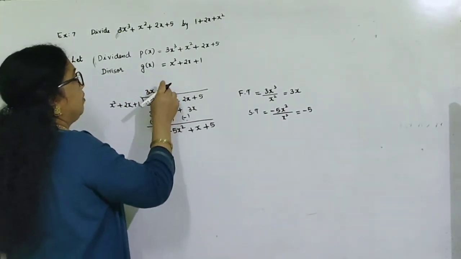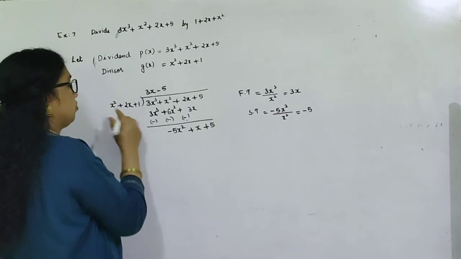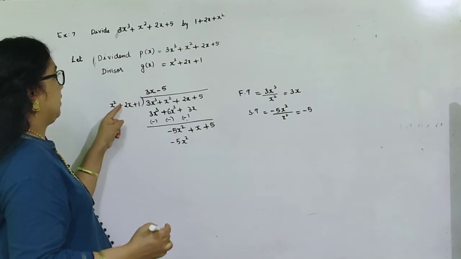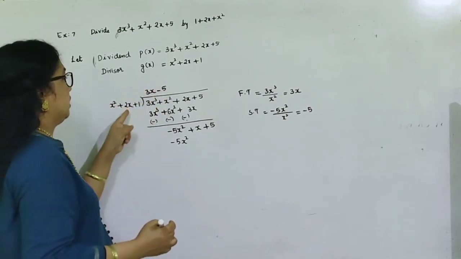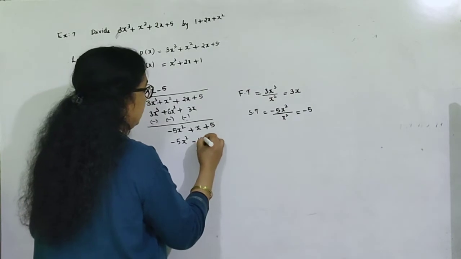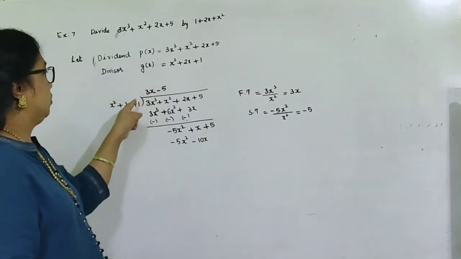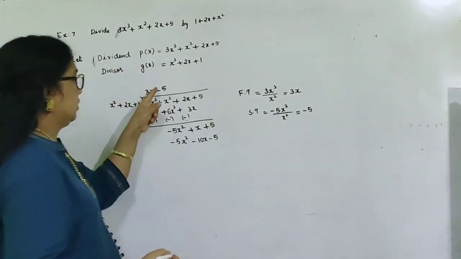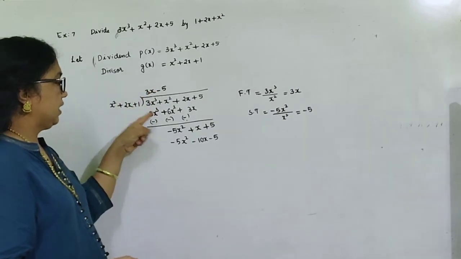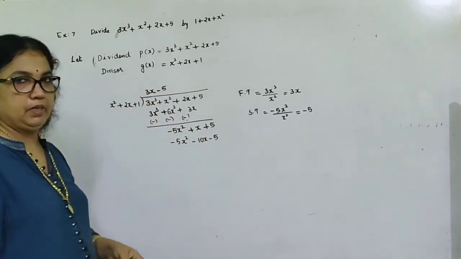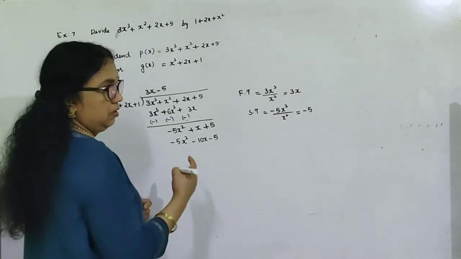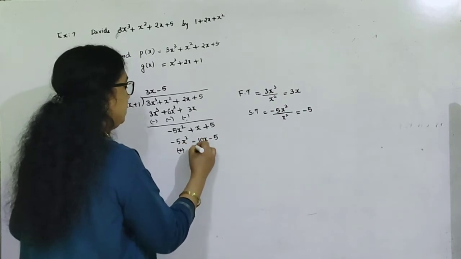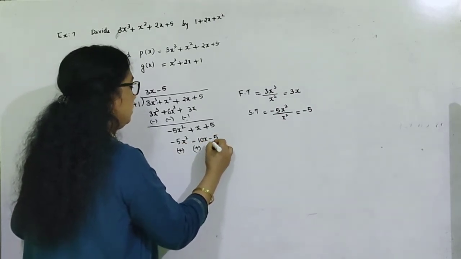Minus 5. Now multiply each one. Minus 5 into x square, minus 5x square. Minus 5 into plus, minus into plus, minus: 5 2s are 10, so minus 10x. Minus into plus, minus: 5 1s are 5, so minus 5. First the signs are multiplied and written, then the numbers you multiply. Now we have to write the opposite signs: minus 5, write there plus. Minus, plus. Minus, plus.